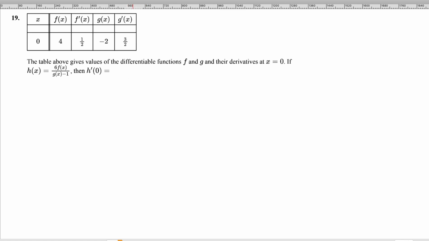This function, and they give us h of x in terms of f of x and g of x, and they give us a table with various values of f and g, and various values of f prime and g prime. Now we want to find h prime of 0. So the way we're going to do this is we are going to turn this thing on.